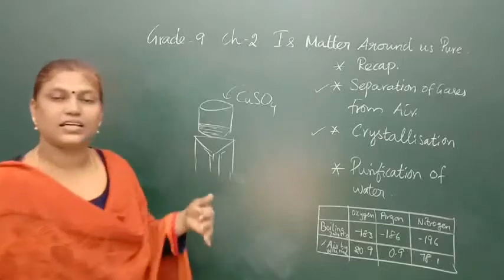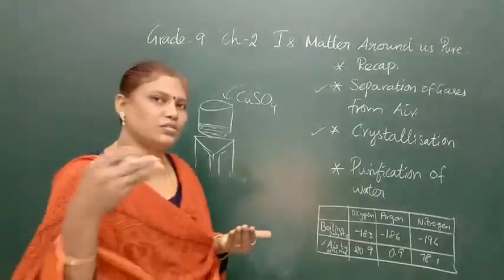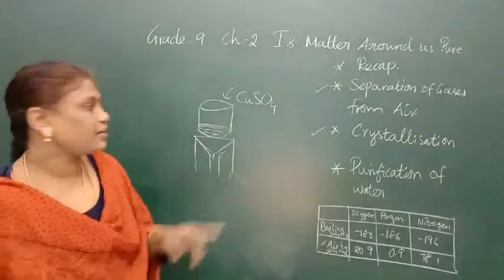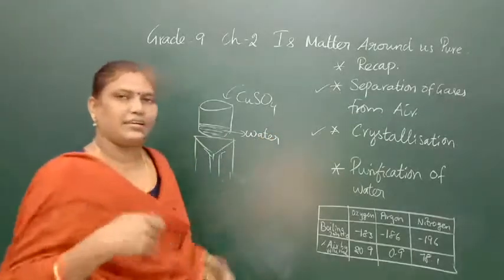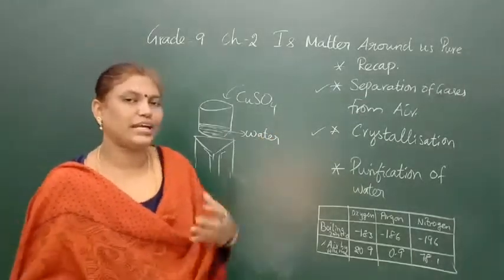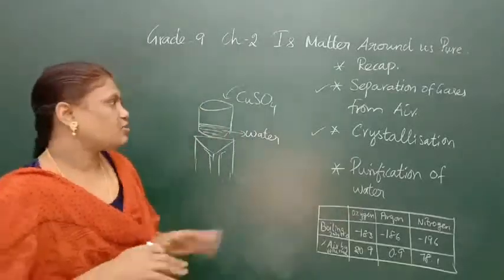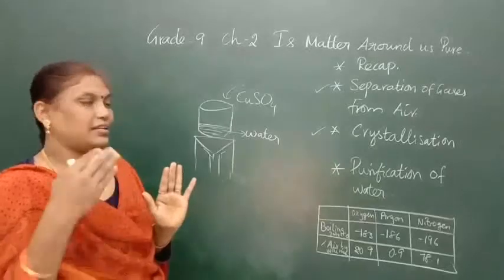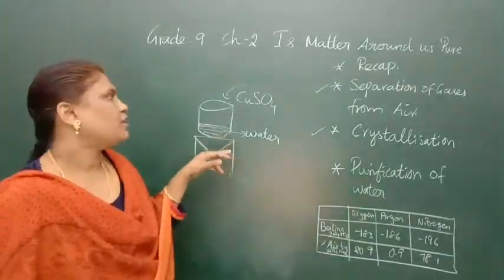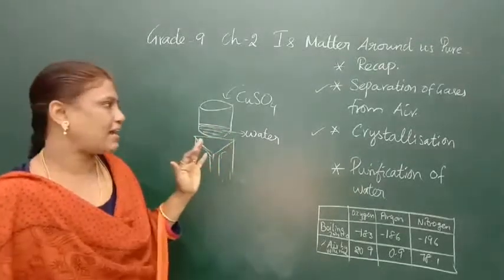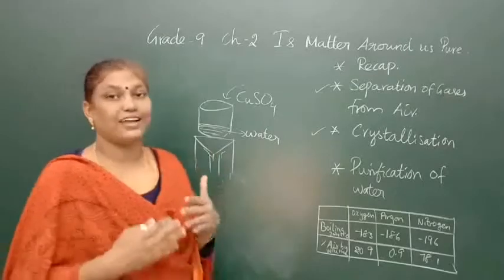When the temperature increases, solubility also increases. Again, I can add some more solute, that is copper sulfate, to the water. Then what happens? It becomes a saturated solution. When temperature increases, solubility increases, so more copper sulfate can dissolve than in the cold condition. So in hot water, copper sulfate is added, and it becomes saturated. I will be heating, and after that I will cool it.